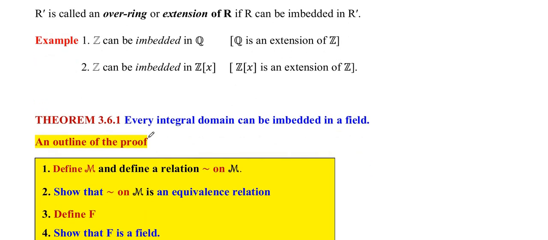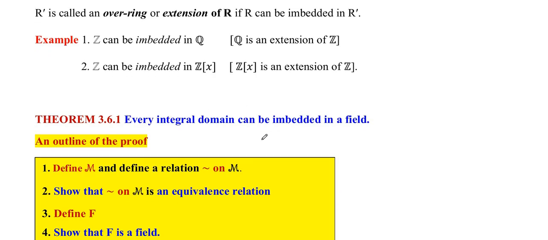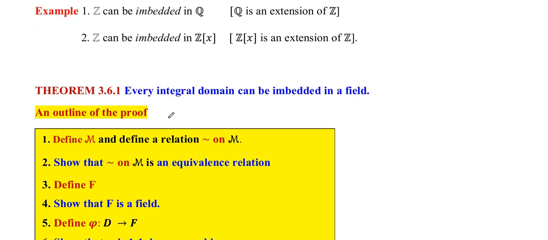So now we'll go to this theorem. Every integral domain can be embedded in a field. So you're given only an integral domain. From that, you need to construct a field, and then you have to embed this integral domain into that. So we'll first see the outline of the proof.